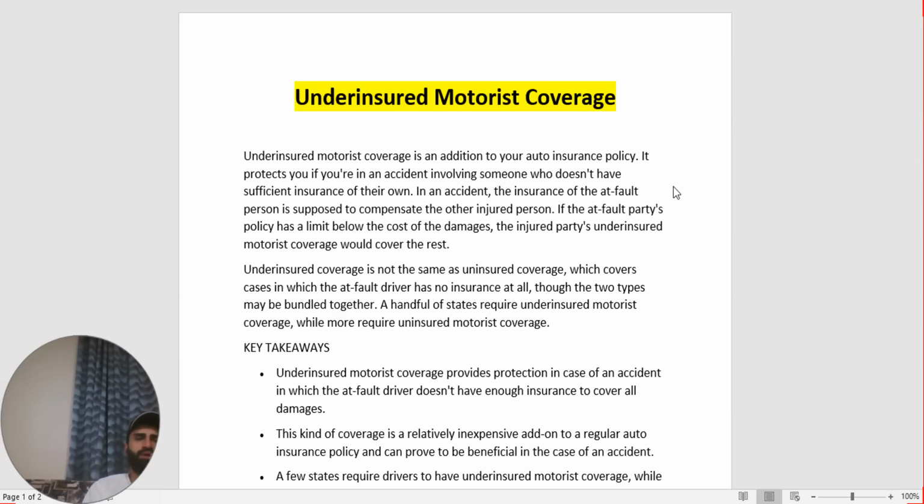Underinsured coverage is not the same as uninsured coverage. While uninsured coverage applies in cases where the at-fault driver has no insurance at all, the two types are often blended together. A handful of states require underinsured motorist coverage, while more require uninsured motorist coverage.